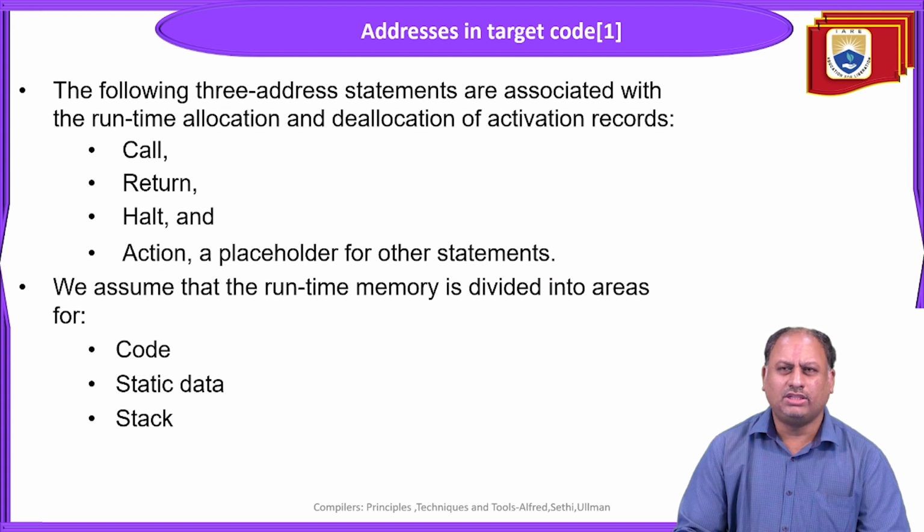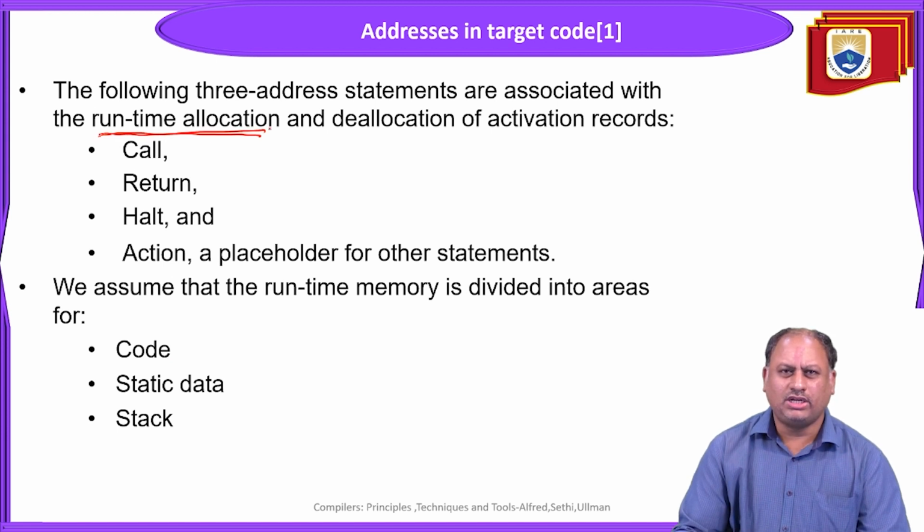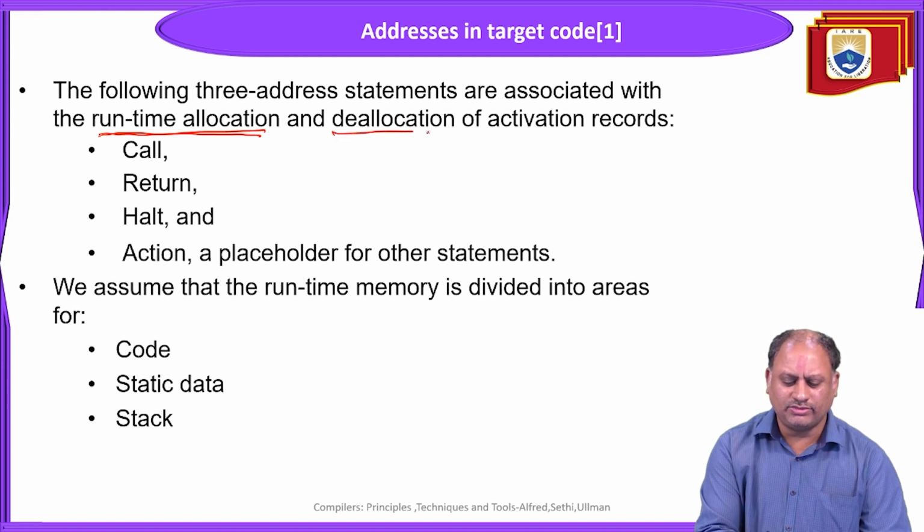And now the three address statements which are associated at runtime. While running, we know that with static and stack allocation, some allocation and deallocation of activation records takes place at runtime. Now, what are the three address statements that can be used for the purpose of this allocation and deallocation of records?